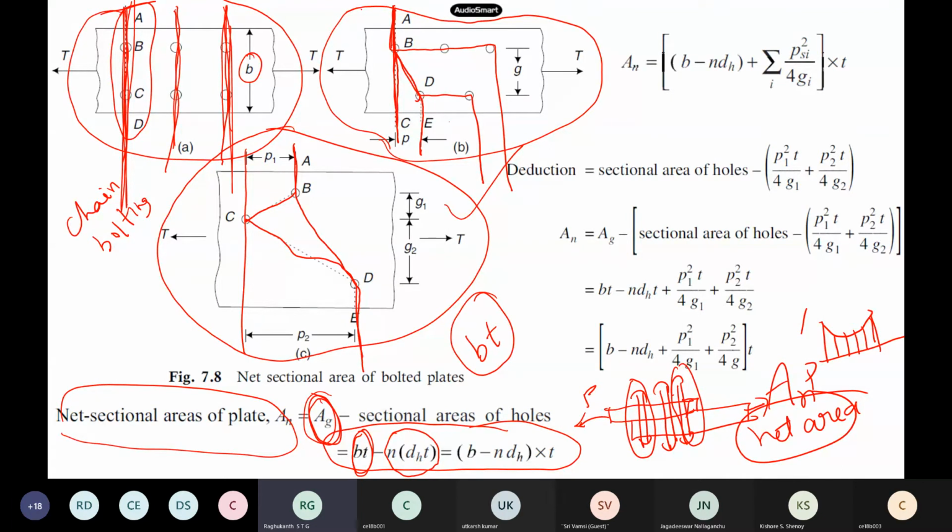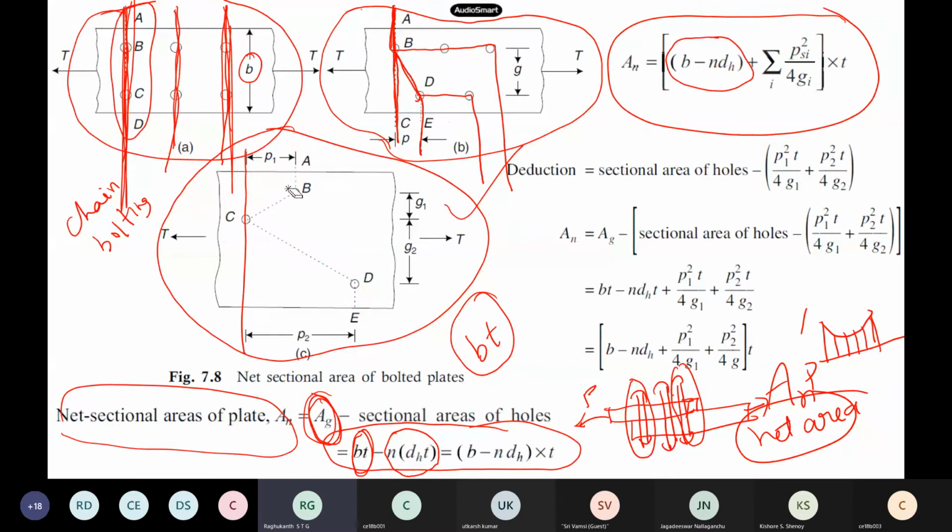So now our code says, when you are having staggered grids, we use a special formula. So b minus n times d will be used. Suppose I take the failure pattern like this, okay, so this, then this, and then this. So in this failure pattern, all the three holes are contributing. One hole here, one hole here, all the three holes are failing.